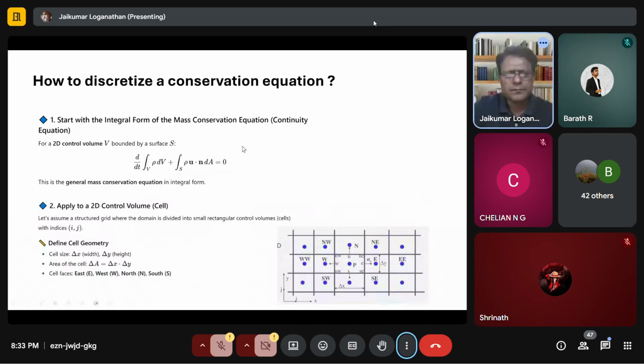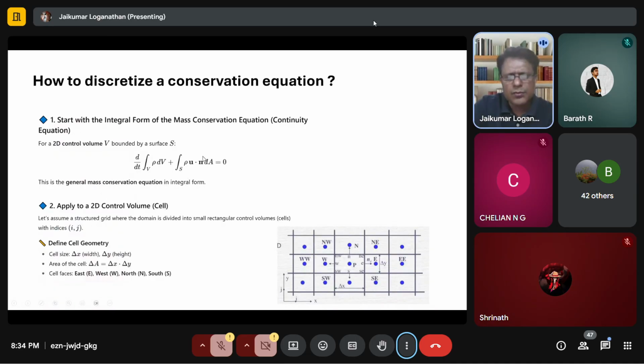So here we are starting with the mass conservation equation. We saw that before. There is an unsteady term, the time rate of change of the density per unit volume, which we call mass, and this is nothing but the surface integral of the flux coming through the surface.